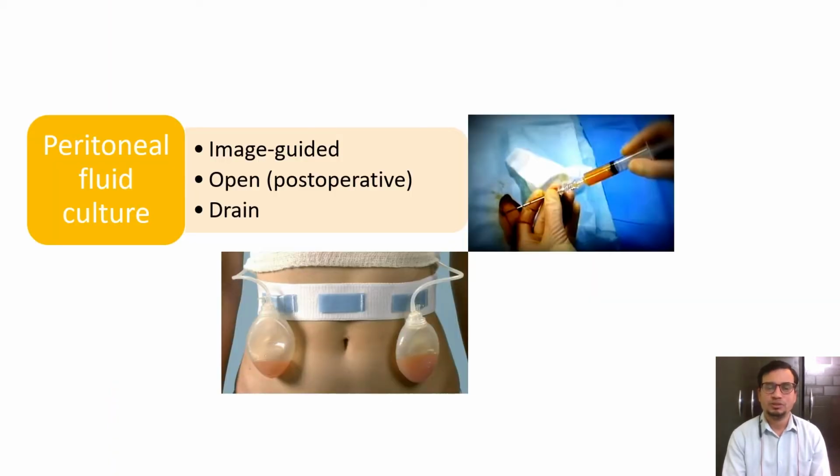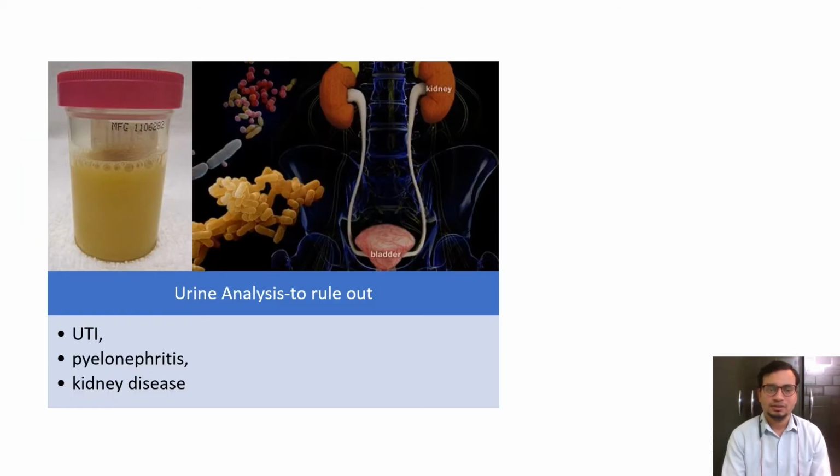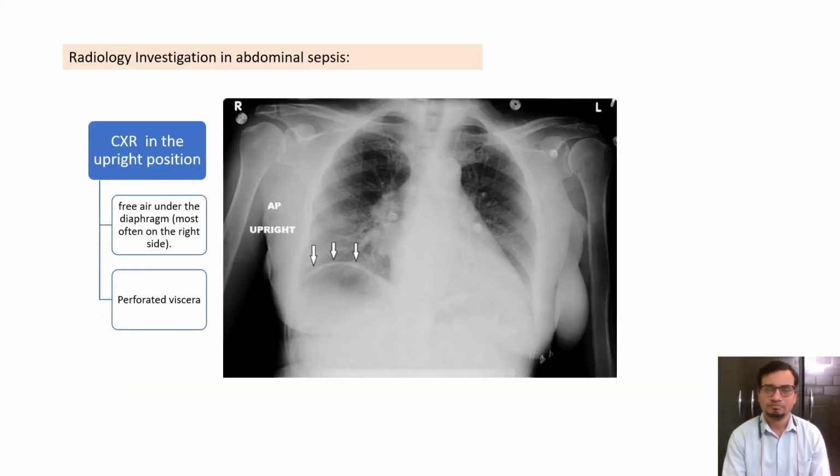Then, if you could get the peritoneal fluid, definitely you should be able to send that for culture. Okay, that's very important. That will help you to narrow down your antibiotics, which you have started initially as empirical antibiotics. Okay, always do urine analysis to rule out UTI, pyelonephritis, and acute kidney injury. Then also you must do liver function test and kidney function test, coagulation profile, etc.